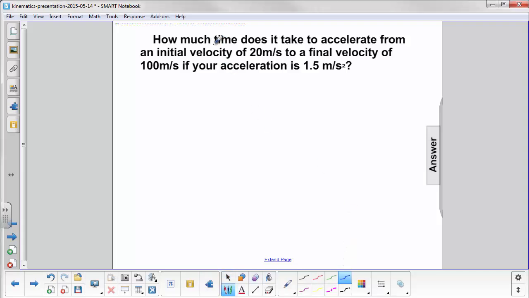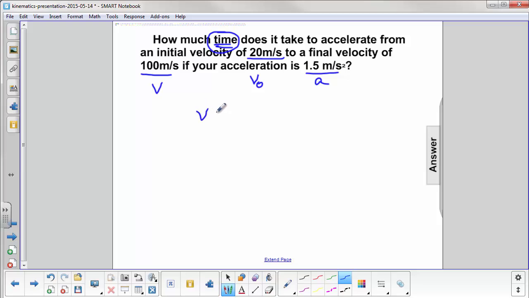How much time? This is a slightly different problem. Time is now our variable. Right away we've identified the variable we're trying to solve for. And they want to know how long does it take to start from an initial velocity of 20 meters per second, so that's v0, and you want to have a final velocity of 100 meters per second, and your acceleration is 1.5 meters per second squared.